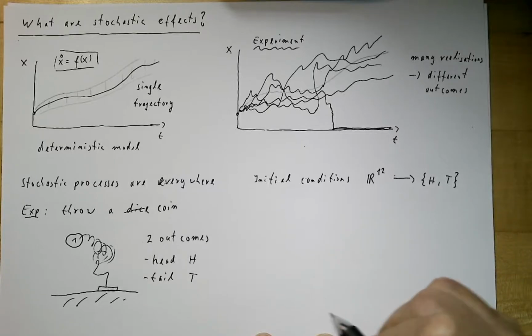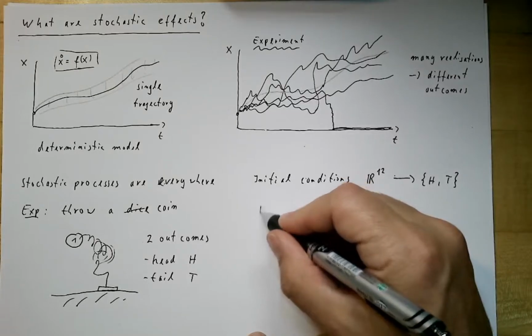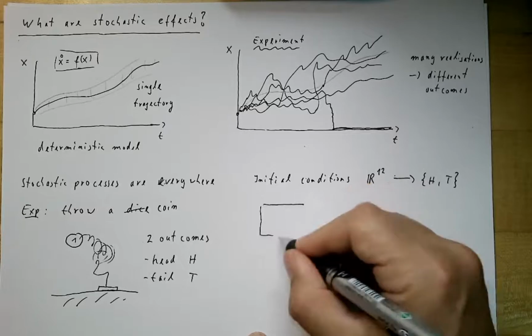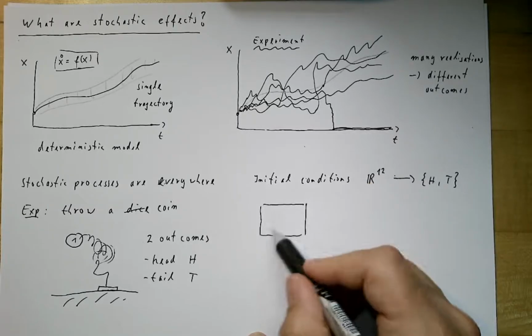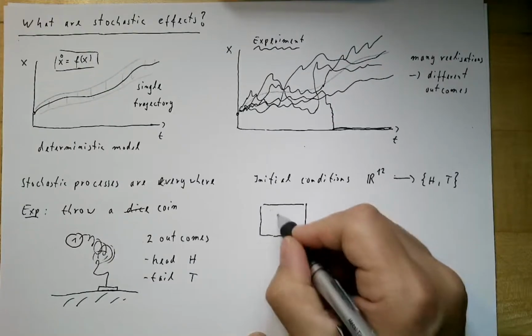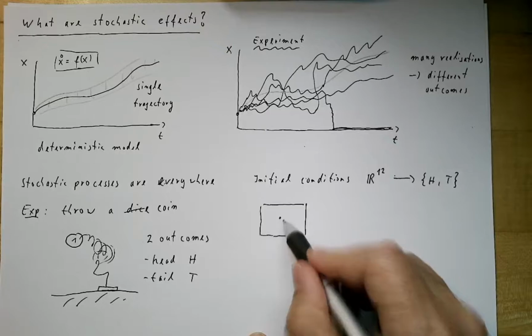So, and now there could be different possibilities. Let's make here a sketch of our 12-dimensional space. So that's our space of initial conditions. And now for every point here, we give a color to the outcome. So if I make a black dot, this means I have head. If it's a white dot, it's tail.